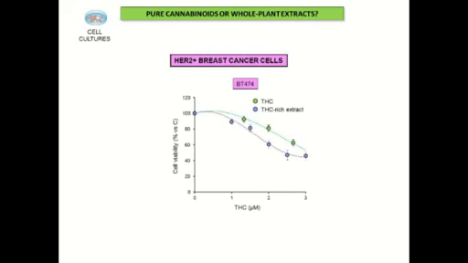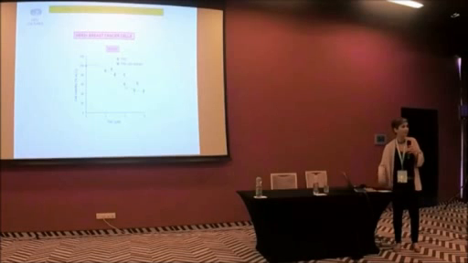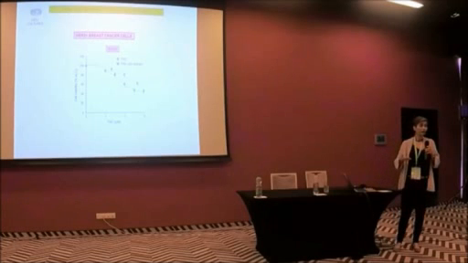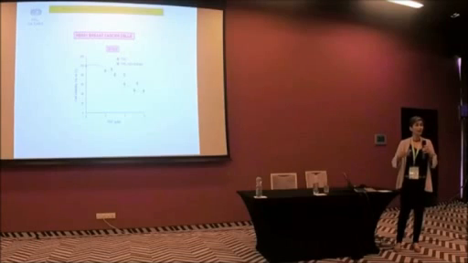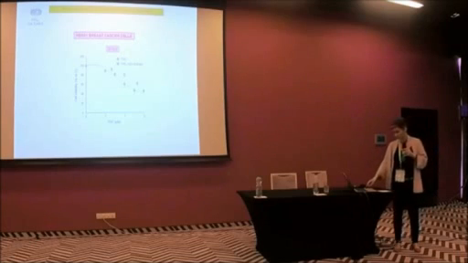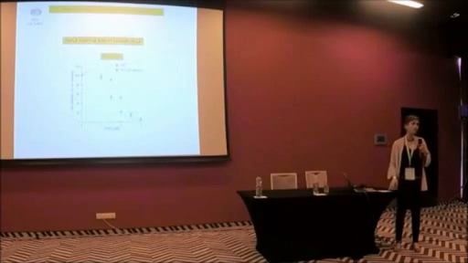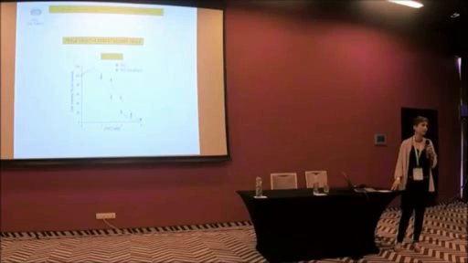Exactly the same thing. We also confirmed, and we knew this already, but we confirmed that HER2-positive breast cancer cells are also sensitive to cannabinoids. We can kill them with cannabinoids. And again, the purple line goes below the green line, meaning that it's more effective to use a whole plant extract than pure THC. And what about triple negative breast cancer cells?